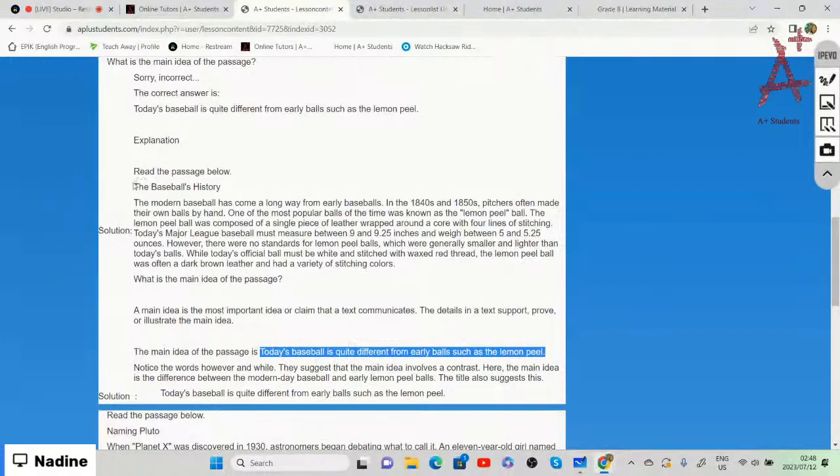And then also, if you look at the title, which is baseball's history, that gives us an idea that the title also suggests that the main idea involves contrast, between the modern day baseball and the early lemon peel balls.